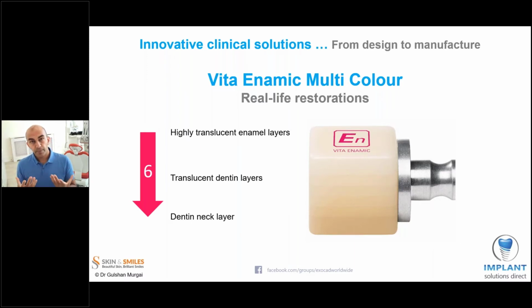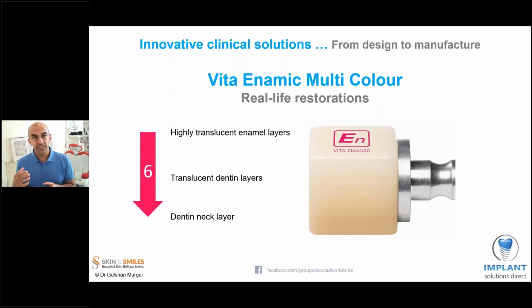Well, now practitioners can do this in a chairside type of restoration. So there's no problem, I think, now in doing anterior restorations with chairside structures so that you can create beautiful looking smiles.